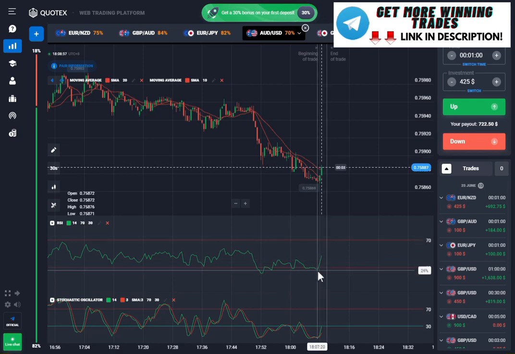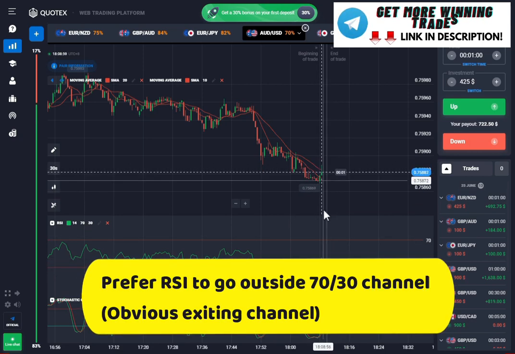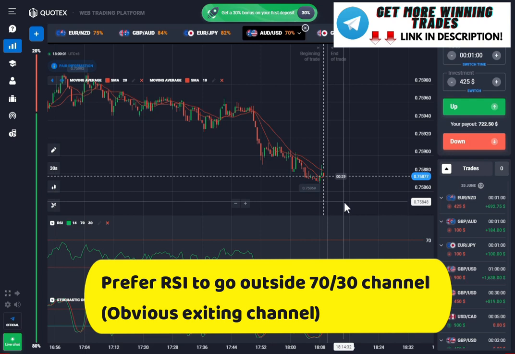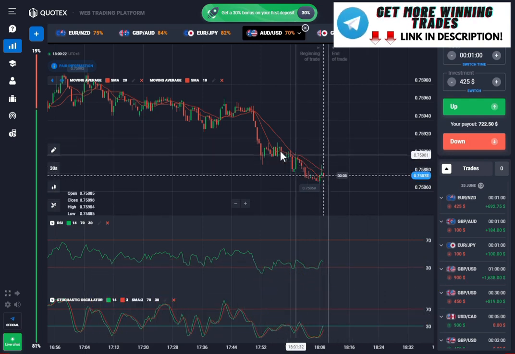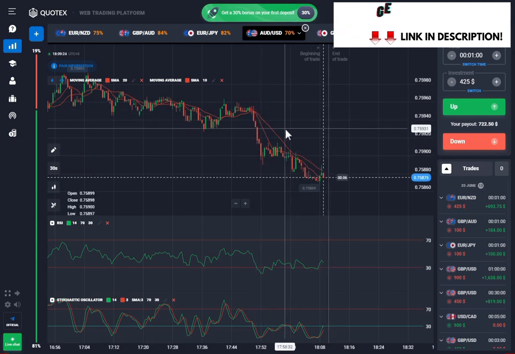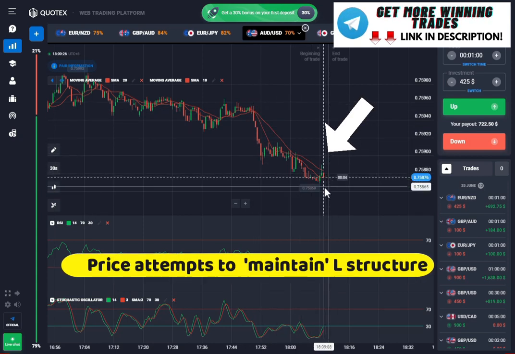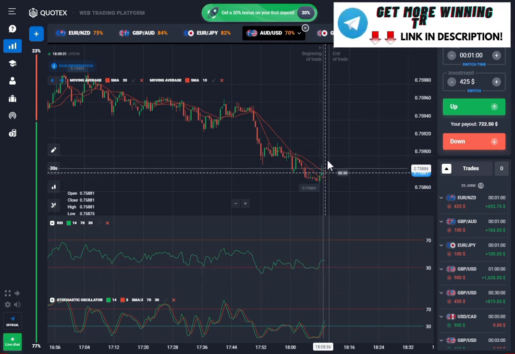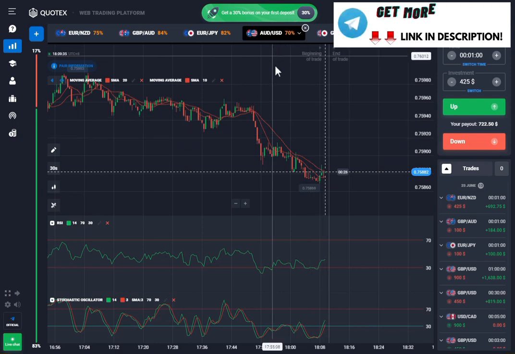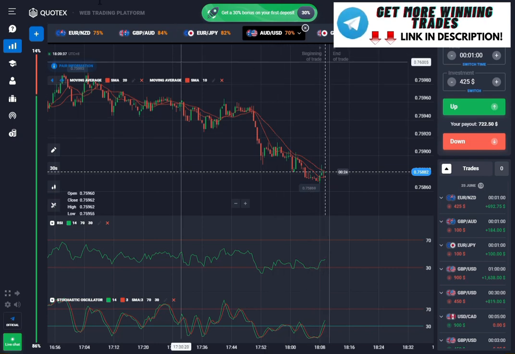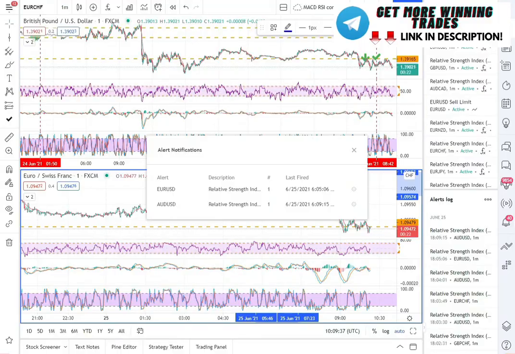So I think the best situation is when it goes outside the channel and then goes back in. Still kind of risky. It still maintains the L structure, and I think it will continue to go down. This candle here is a representation that it is respecting this moving average line as a resistance line. So unless it closes another green candle upwards, we would not be in a better situation.